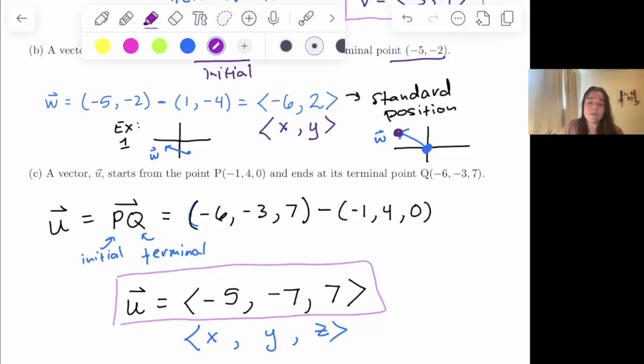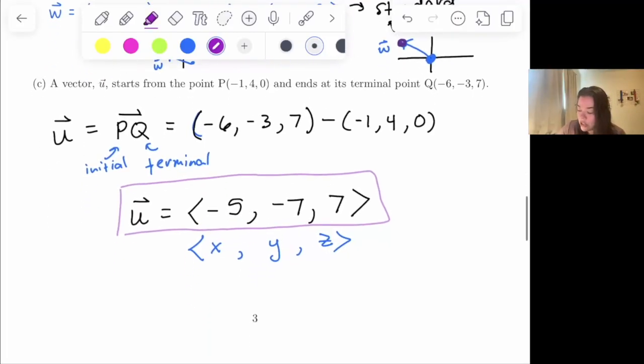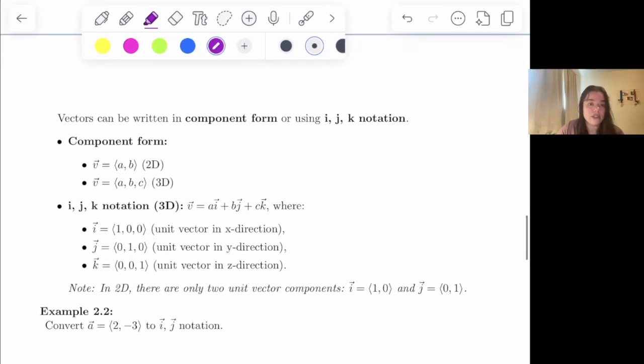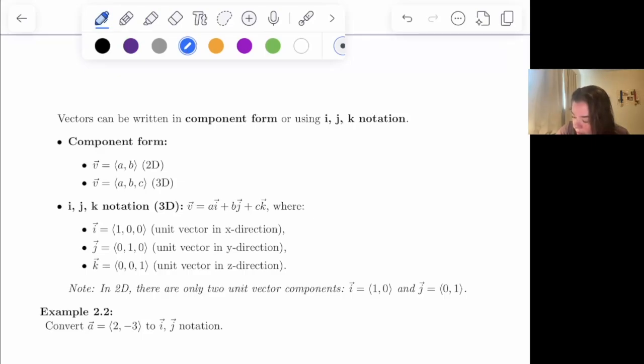So I've used this word component form a few times now. Let's go down and check out what that means. So vectors can be written in component form. Just to point out, in 2D, component form is just the xy, which we've worked on. Or in 3D, component form is the xyz, which we just did an example of. So that's one way to think about vectors. That's component form. Or in IJK notation.